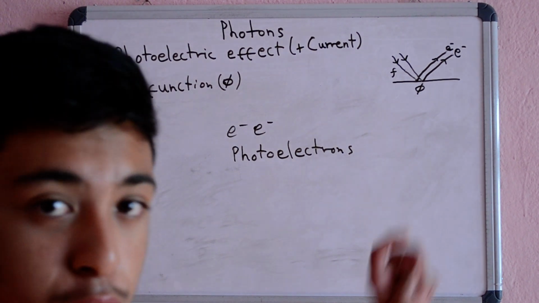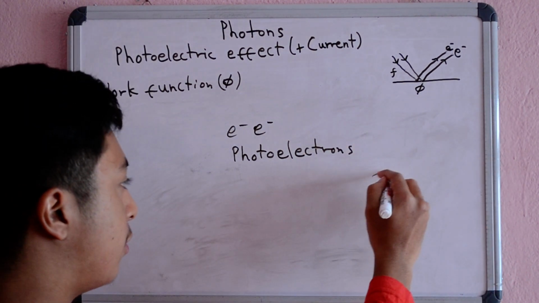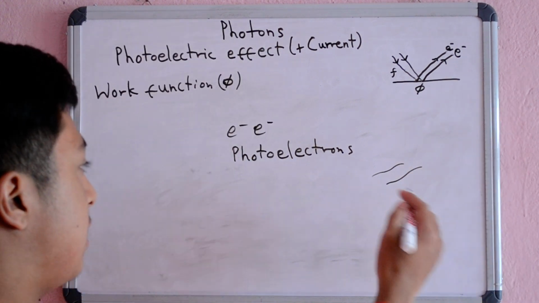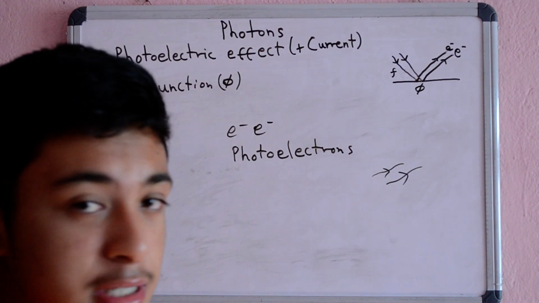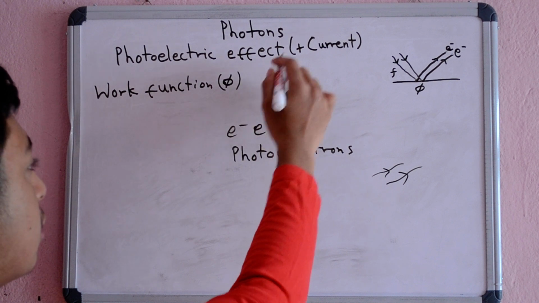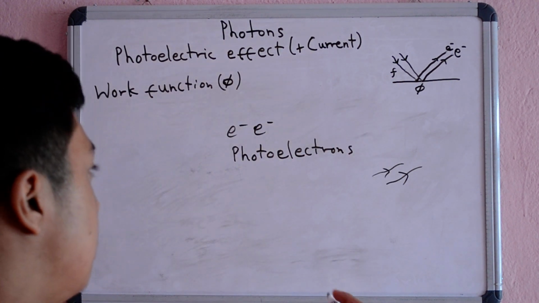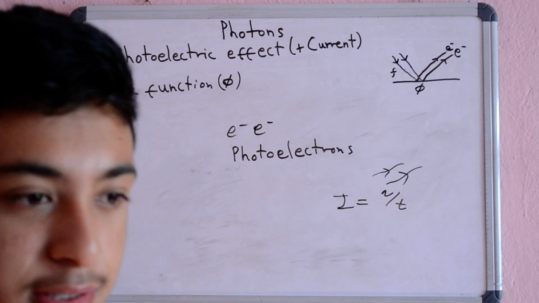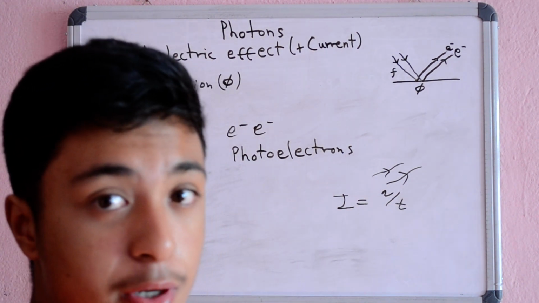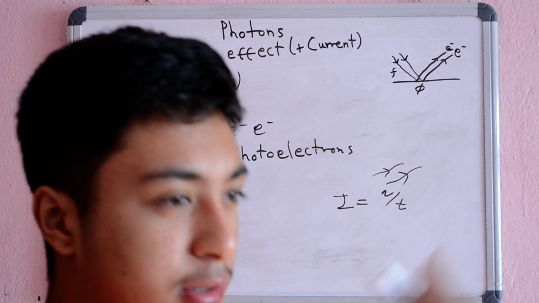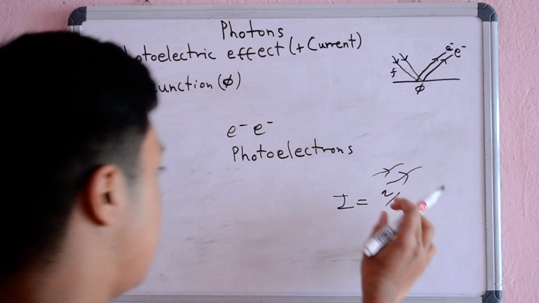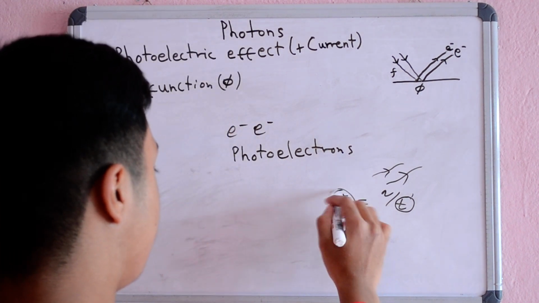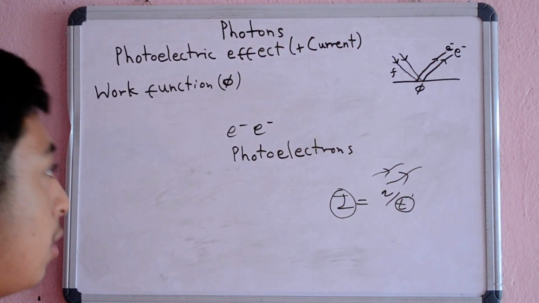Since these photoelectrons move after being knocked out from their orbits, they produce some current, which is known as photoelectric current. Current is just charge by time, and the electrons take some time to get knocked out from their orbit and travel some distance, thus producing current, which is known as photoelectric current.